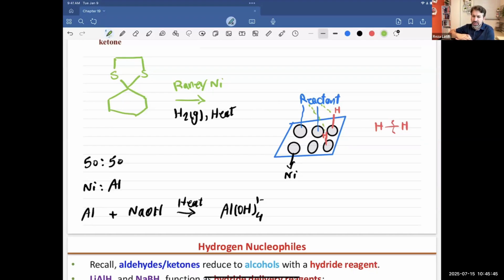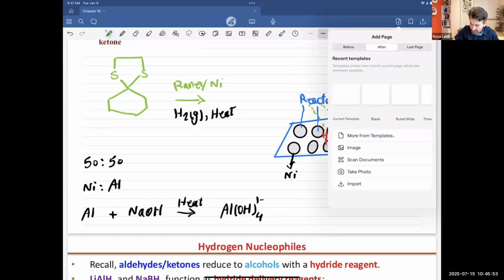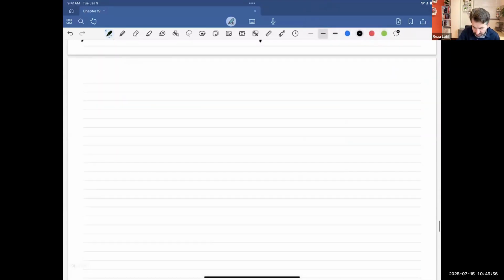Again, still, I did not get the answer. Why do I have aluminum? Why do I need to have aluminum? Okay, let's look at it like this. Imagine you take 10 grams of the catalyst. This is your catalyst.